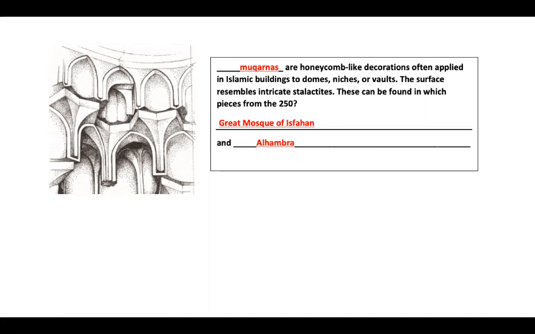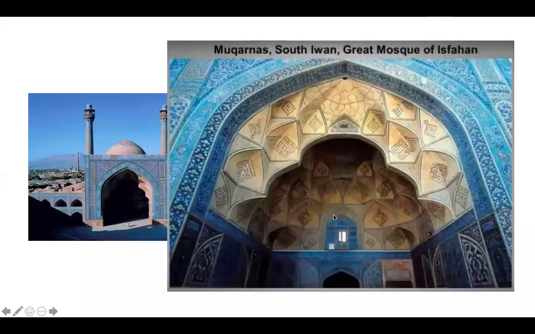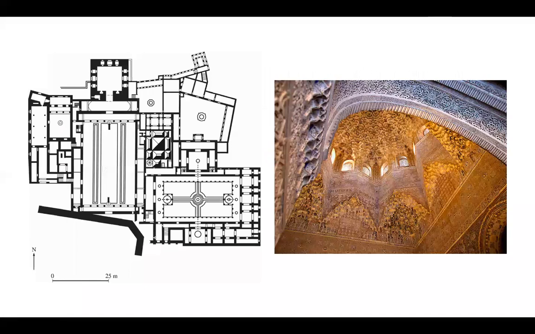These can be found in which pieces of the 250? So it's found in the Great Mosque of Isfahan and then the Alhambra Palace. So here it is in the Great Mosque of Isfahan. This piece should not be on this test because they cut out the Asia unit. But the other Islamic works that were not considered part of the Asia unit actually could still be on this test. So this is from the Alhambra Palace in Granada, Spain, and this is showing elaborately carved muqarnas in the Hall of the Sisters. So you would stand underneath and then look up at this.